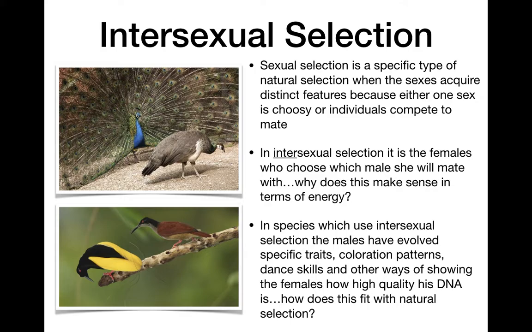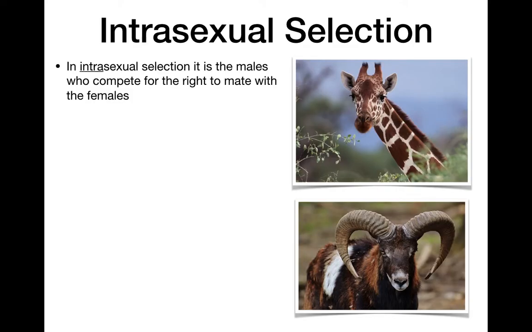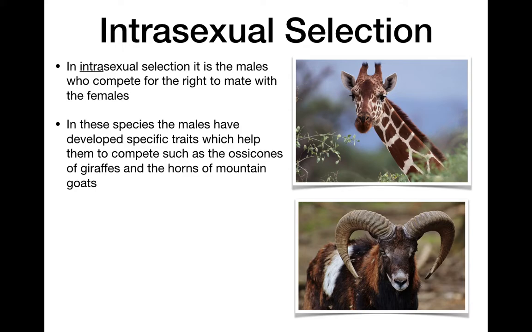Now the other type of sexual selection is called intrasexual selection. And the prefix intra means among the same. So in this case, it's males that will compete. So multiple males will compete, usually fighting, to mate with the females. And the male who wins gets to mate. So in those species, the males are going to have specific traits that help them fight.